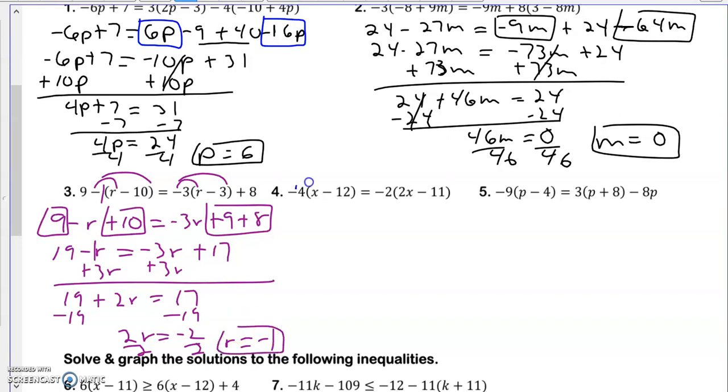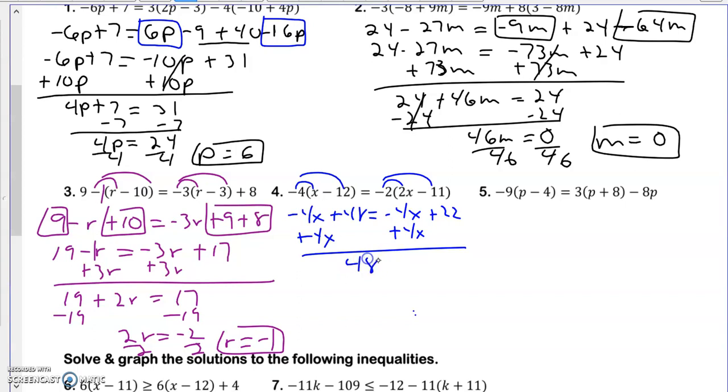So this one I'm going to distribute not once but twice, and I'm going to get a negative 4x, and two negatives make a positive 48, and I'm going to get a negative 4x and a positive 22, and then I'm going to add 4x to both sides, and I notice that they cancel out, so I get positive 48 equals 22, and therefore it is no solution. It is a false statement.